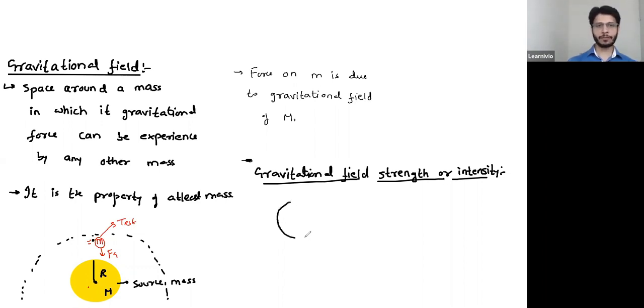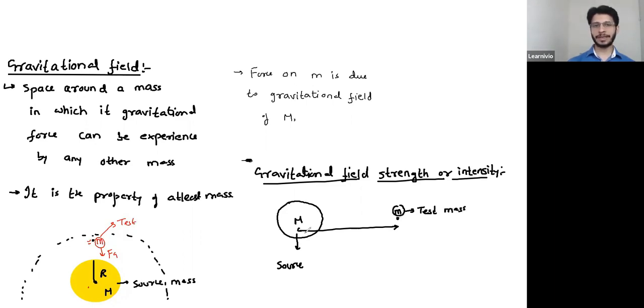See, let's say you have a mass capital M. This is a source mass. Over this point, there is one mass small m. The separation between capital M and small m is something. I have to calculate the field over this point, the field of capital M. So to calculate the field of capital M at this point, I place a test mass. This is the test mass.